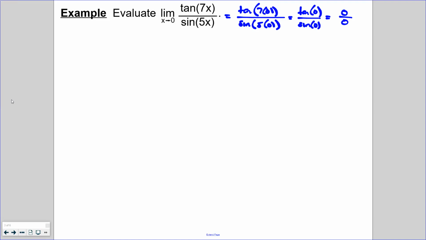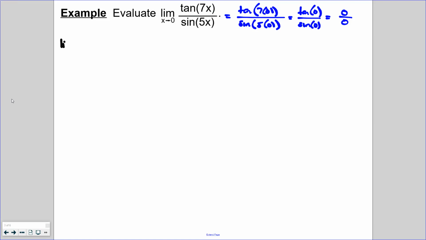And up until now, we have said 0 over 0 means we need to factor and cancel, but unfortunately with some of these trig identities, factoring isn't possible, so therefore we can't factor and cancel. So this is where we need to apply our trig identities. And the first one we're going to look at is tangent. So I'm going to rewrite this limit.